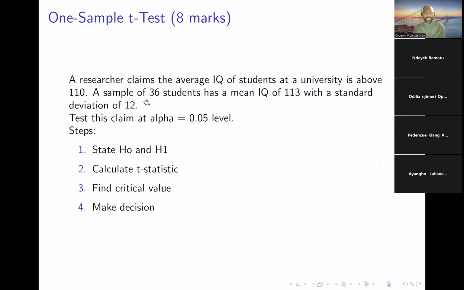So you could be given a question on the t-test where you, for instance, this is actually a past question. A researcher claims that the average IQ of students at a university is above 110. This was an exam question from a previous year. So a sample of 36 students has a mean IQ of 113, with a standard deviation of 12.